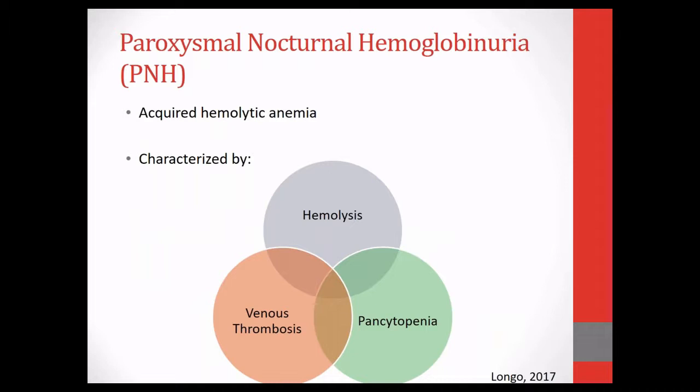PNH is paroxysmal nocturnal hemoglobinuria, and it's an acquired hemolytic anemia. It is sudden irregular hemoglobin in our urine at night, and it causes hemolysis because blood cells are missing proteins that protect them from a part of the body's immune system called the complement system. When they break apart, the hemoglobin that's inside is released, and this causes the symptoms of PNH.